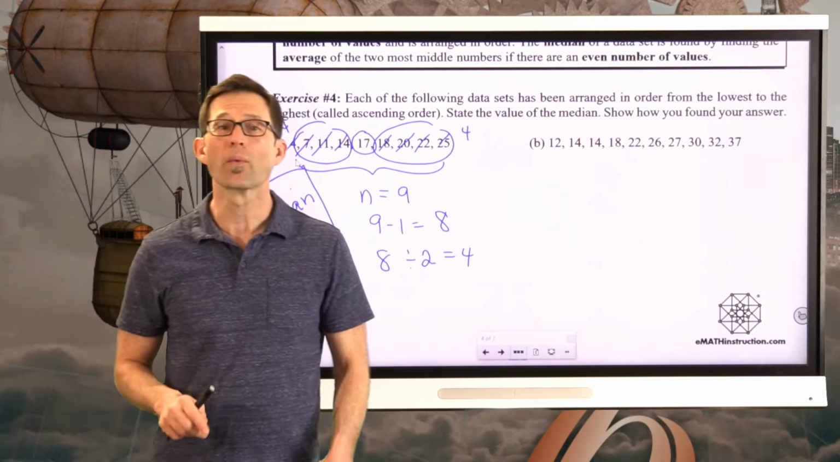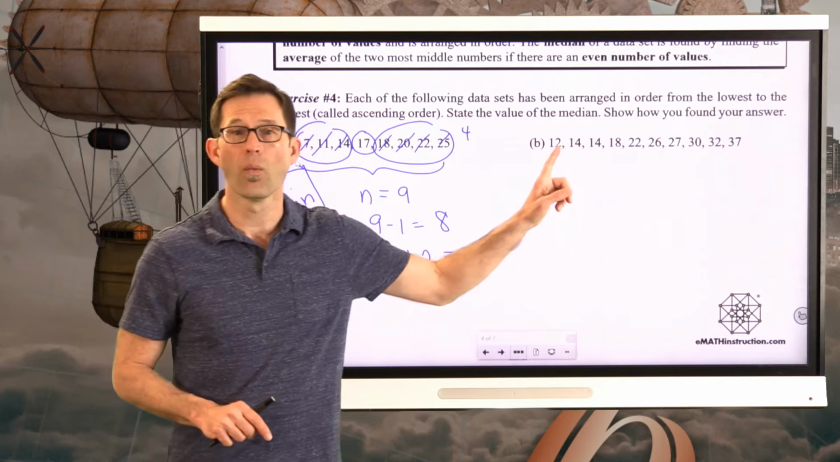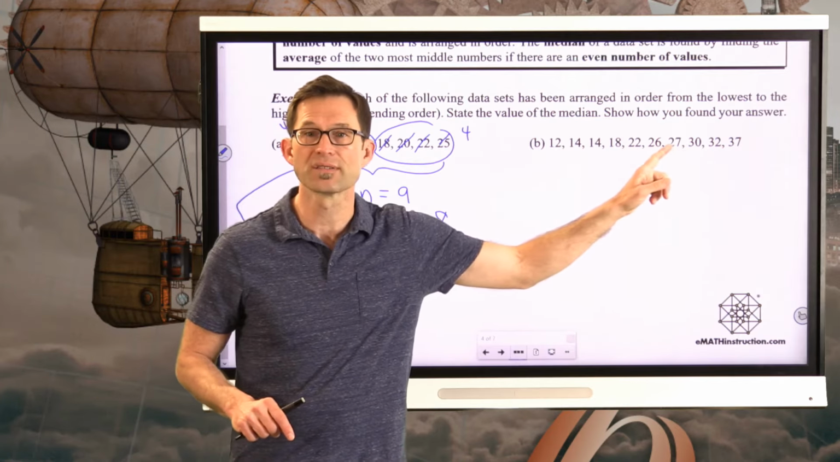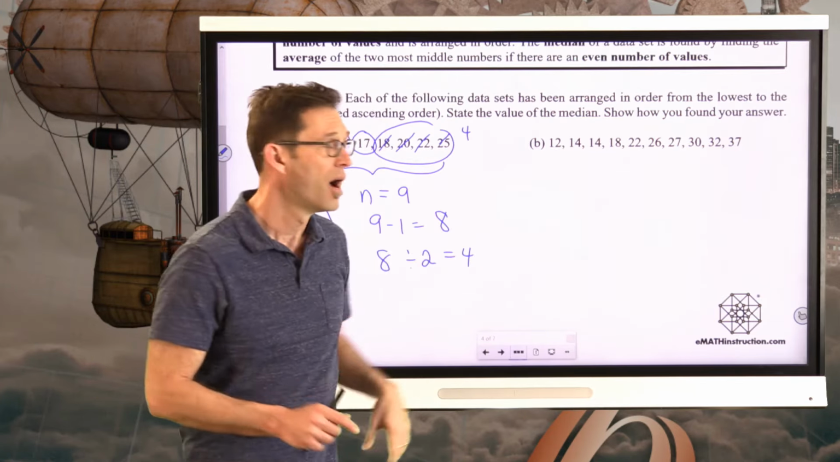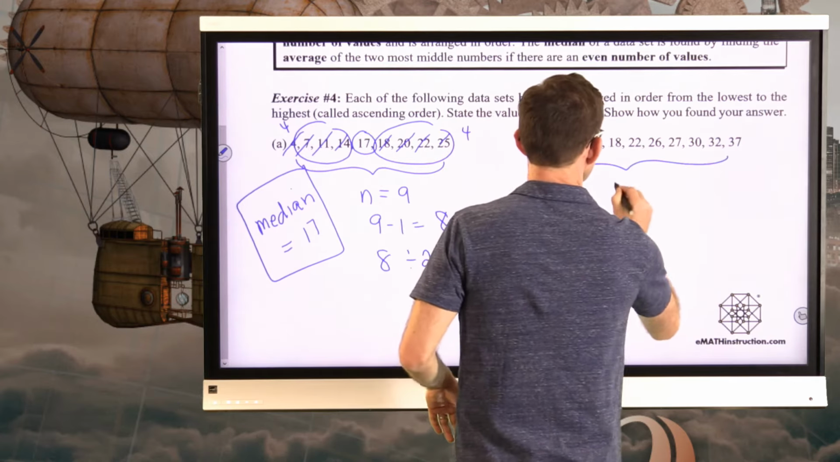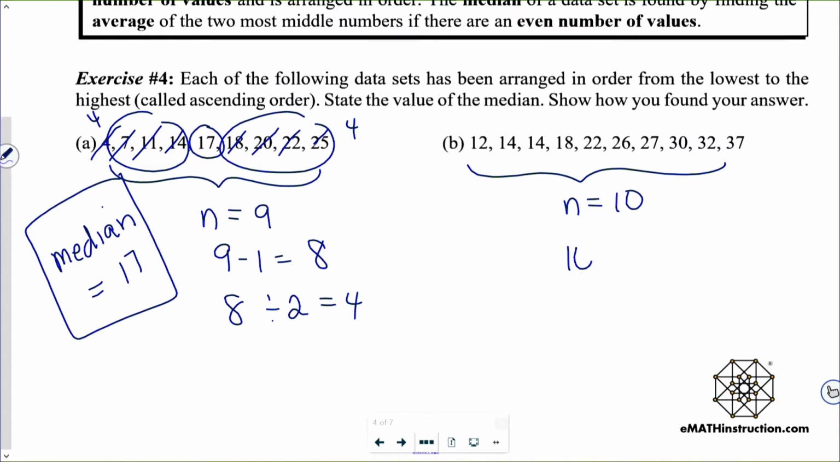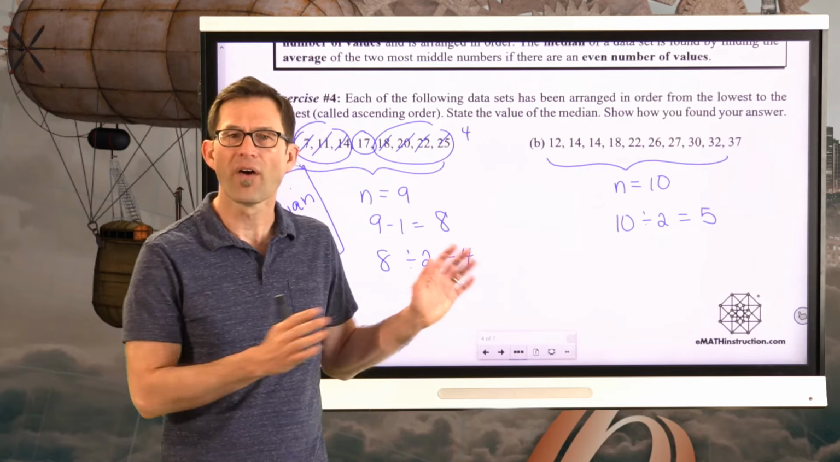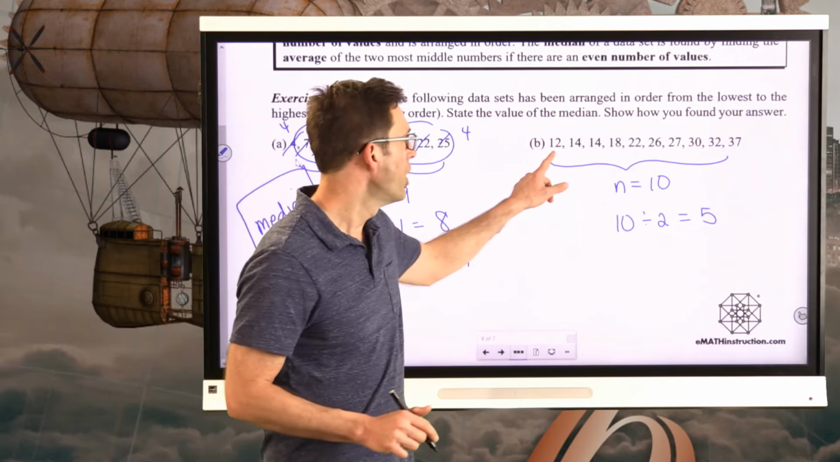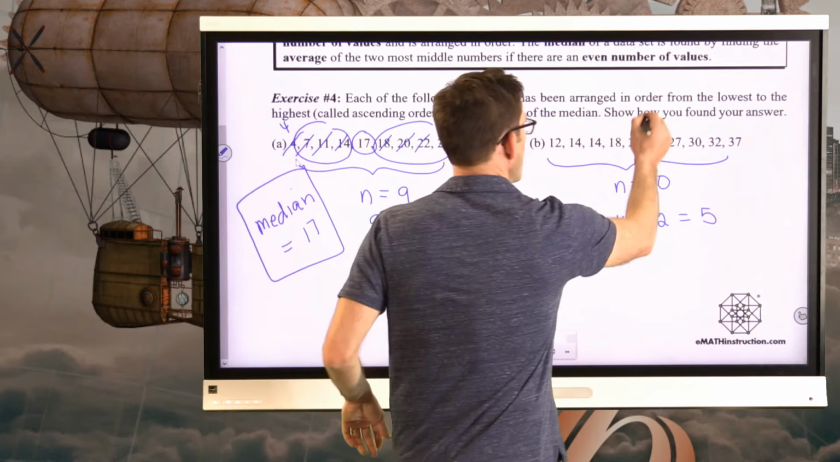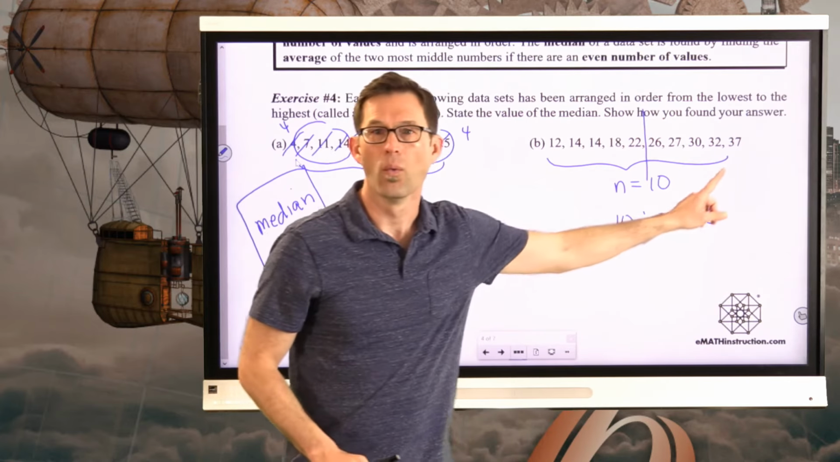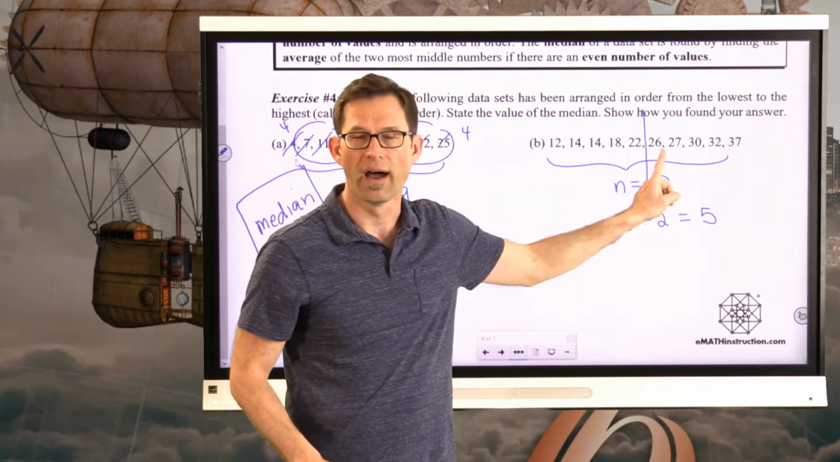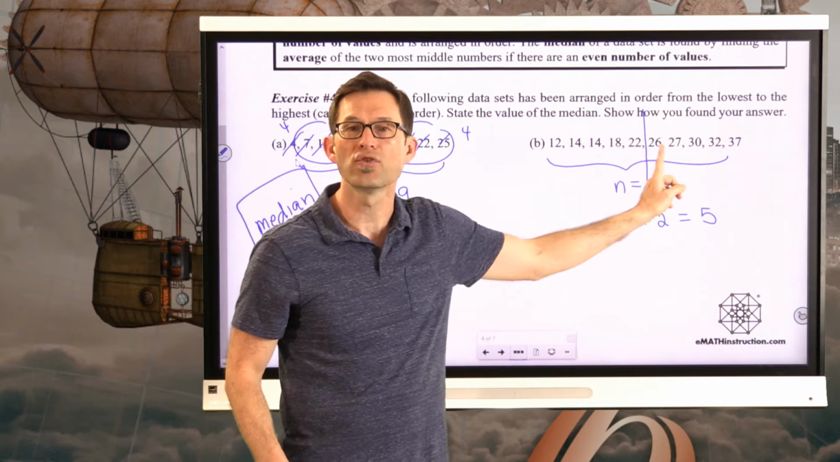Now let's take a look at one where we have an even number of data points. Right here I've got 1, 2, 3, 4, 5, 6, 7, 8, 9, 10. I've got 10 data values. In this case, I will always just do this to tell me where I am. I've got 5 and 5. So 1, 2, 3, 4, 5, and 1, 2, 3, 4, 5. So the median in theory would lie right in the middle of 22 and 26.